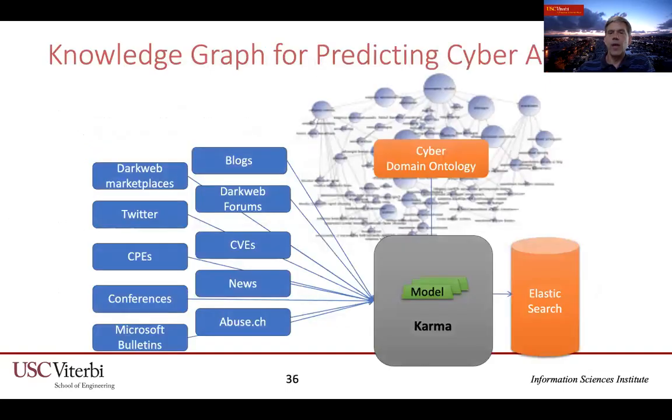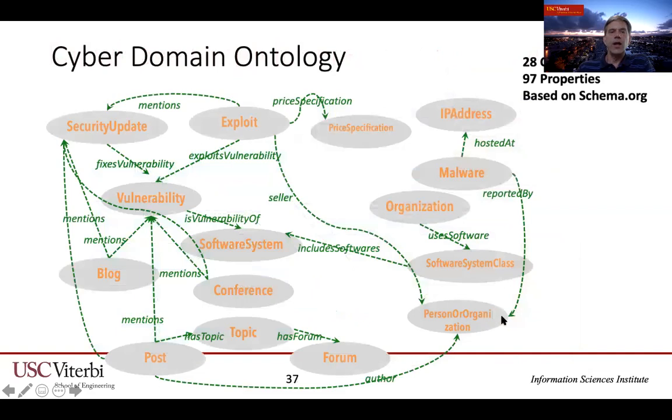So I'll tell you briefly how we did that, which is we basically pull in all the data from all these different sources I mentioned. So this includes things like social media with Twitter, conference websites, blogs, these dark web forums. We put all this information together and map it to the domain ontology. In this case, we use a tool called Karma to do this mapping. And then finally store the data in Elasticsearch. The domain ontology looks like this, where we have things like exploits and vulnerabilities, and we have blogs and posts.